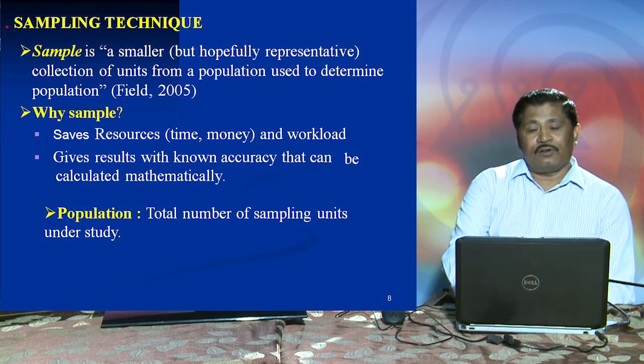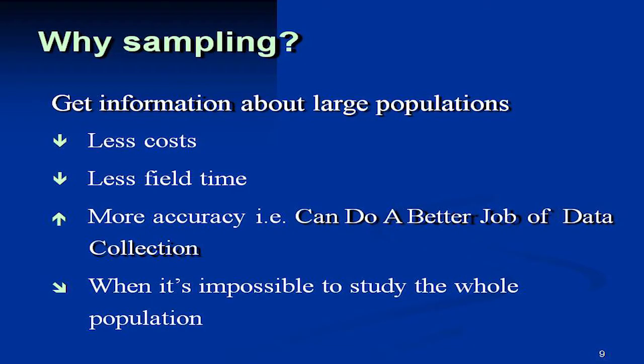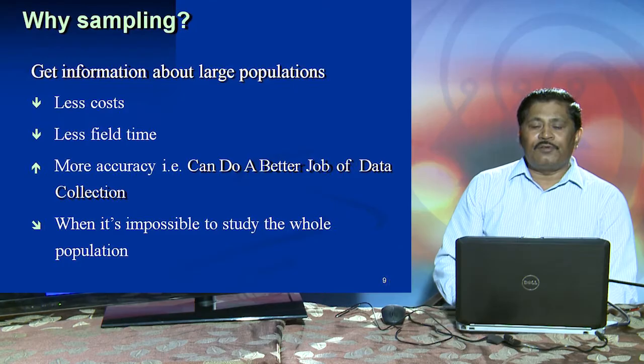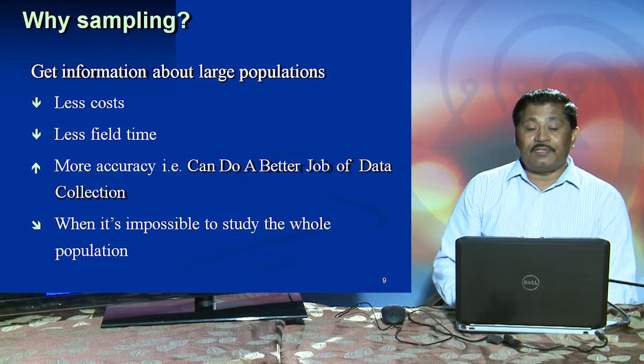And in the research methodology, as I have told you, why should we go for a sample? It has less cost, less field time, and more accuracy, because as the population sample size increases, definitely there will be more cost in the method of collection of data, and more exertion on that. So, if you take a representative sample, definitely there will be more accuracy.